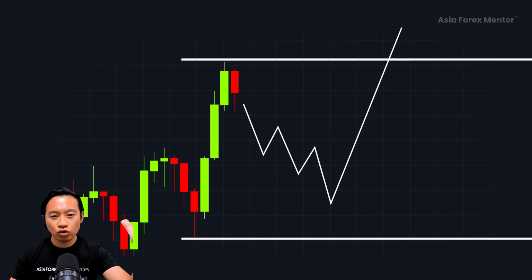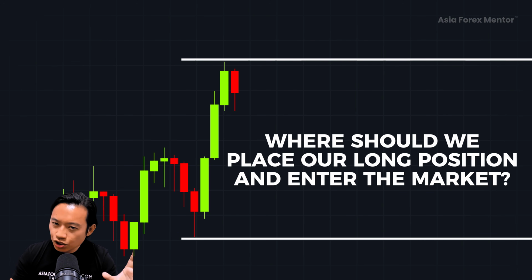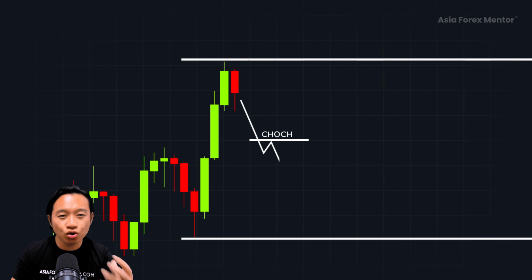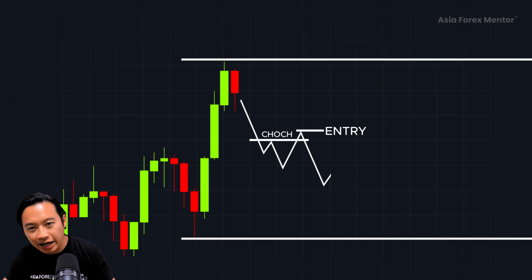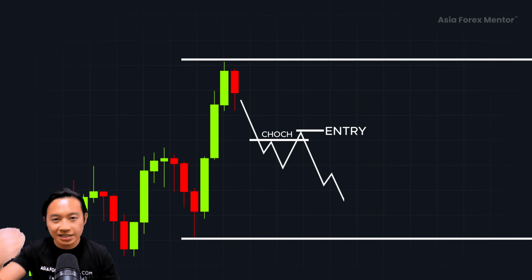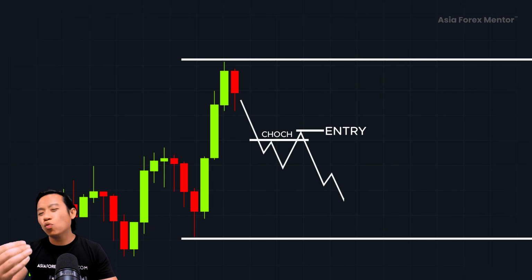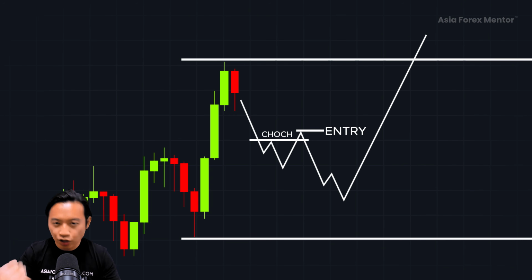So now back to our correction range. The question is, where should we place our entry, our long position, and where should we enter the market? If you enter too early, the price might make a deeper pullback. That's always the case, right? And then you will end up losing even though your analysis is correct. Let's say it eventually goes up, but you entered too early. On the other hand, if you waited too long, the price might start pushing higher without you entering, and then you miss the trade.